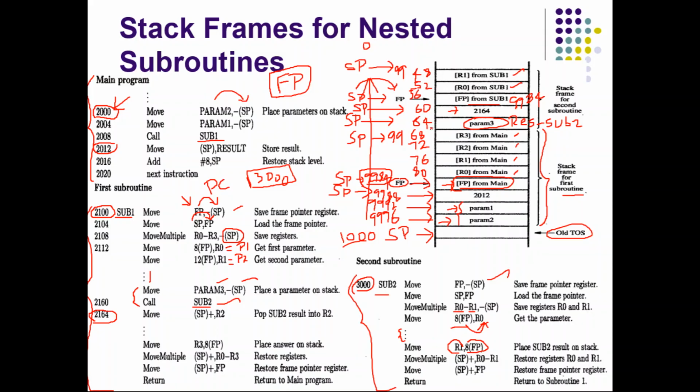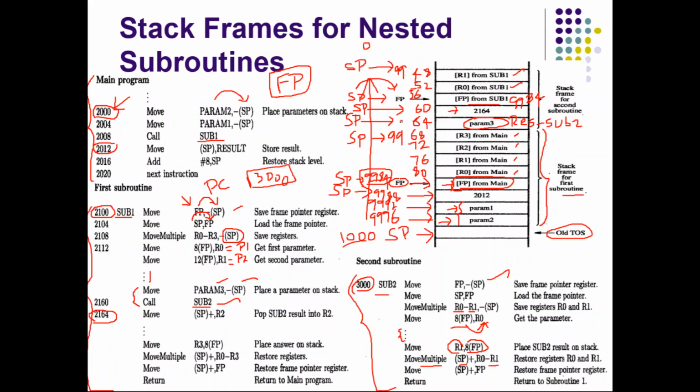Then what should we do? Then you pushed these register contents into the stack, that you have to restore. Because now you are going to return the control from subroutine 2 to subroutine 1. After returning control, subroutine 1 will expect r0 and r1 to have those values which it stored previously. So those values should be retained. For that we are using this statement, move multiple sp plus, r0 to r1. Here we are using sp, not fp.